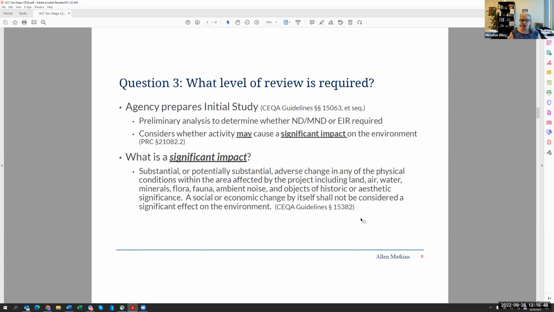So now we're on the third question. You are a capital P project, you are not exempt. Now, what level of review do you have to do? So normally the agency prepares what's called an initial study. It's literally just a form, it's a checklist. It tells you whether you have to do a negative declaration, mitigated negative declaration, or an EIR. Generally, the EIR is much more in depth. We'll talk about the contents in a minute, much more robust analysis.